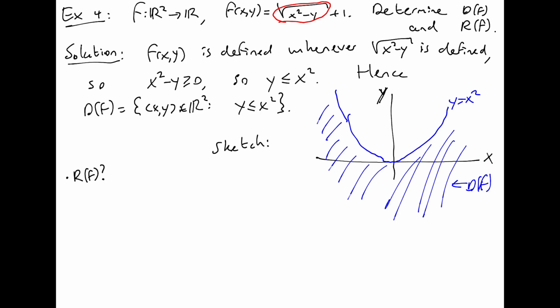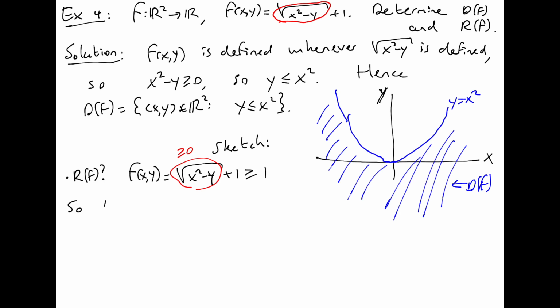Well, the first remark is that if we look at the function f(x, y), that's the square root of x squared minus y, plus 1. As I've already said, the square root is always bigger or equal than 0, because the square root is only defined for non-negative numbers and the outcome is always non-negative. So we see this is bigger or equal than 1. So whatever value we get after plugging in x and y, we get something that's bigger or equal than 1.